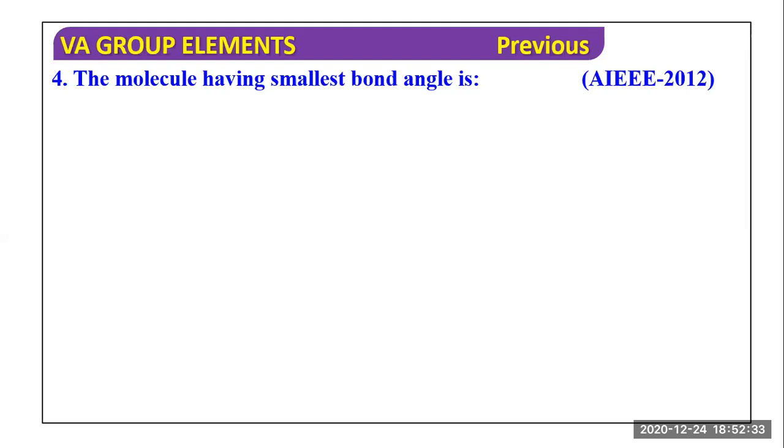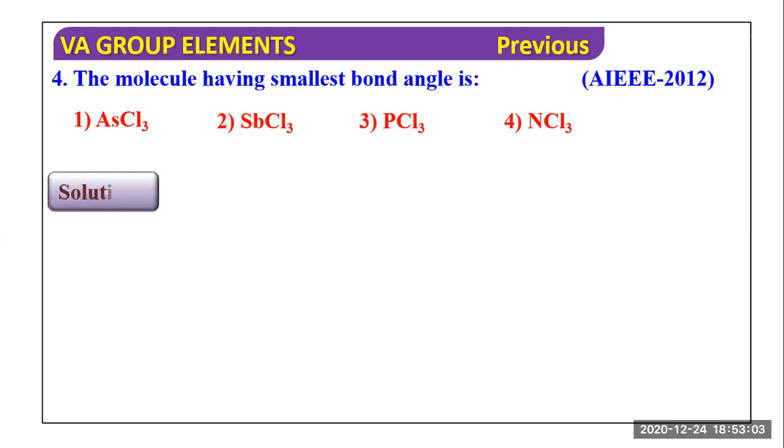Now, the molecule having the smallest bond angle is: arsenic chloride, antimony chloride, phosphorus chloride, or nitrogen chloride? The molecule having the smallest bond angle. So, which one is the correct answer?